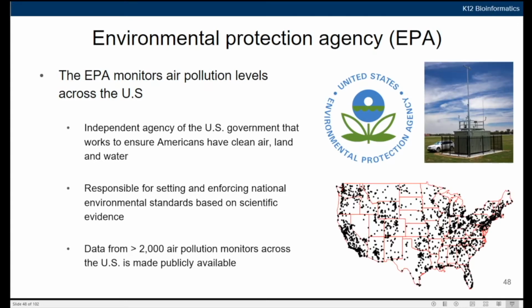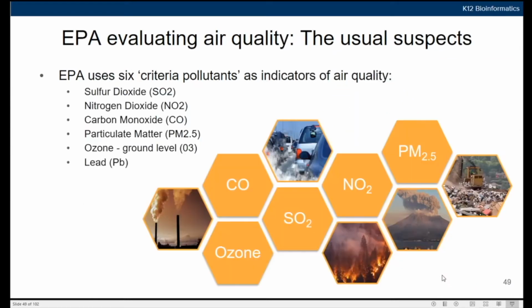Thanks to the EPA, data from more than 2,000 air pollution monitors across the United States is made publicly available. Here, we can see a picture of an air monitoring station, as well as a map identifying the location of these stations across the United States. These monitoring stations focus on 6 criteria pollutants as indicators of air quality. These usual suspects include sulfur dioxide, nitrogen dioxide, carbon monoxide, particulate matter of a certain size, ozone, in particular ground-level ozone that we'll talk about soon, and lead.